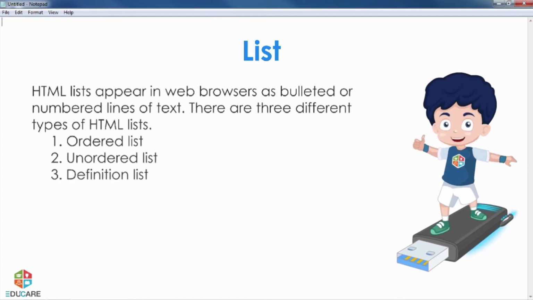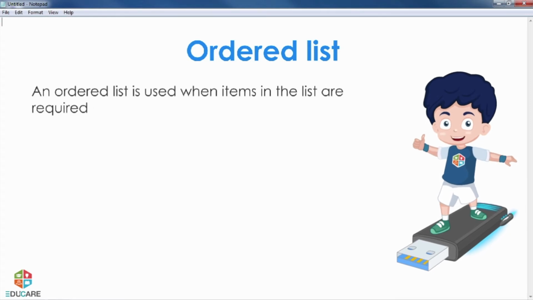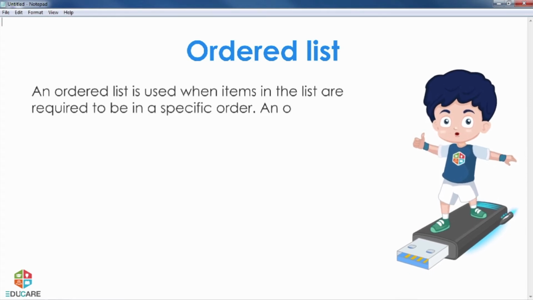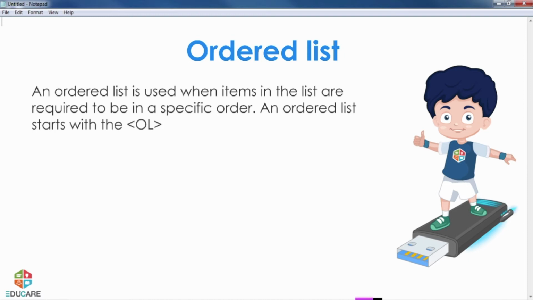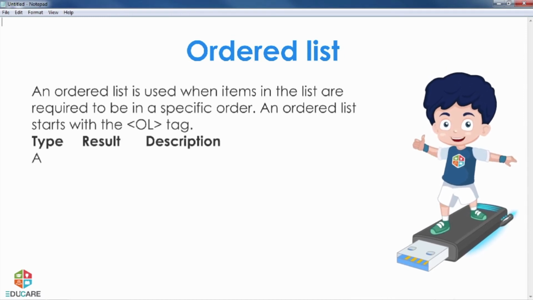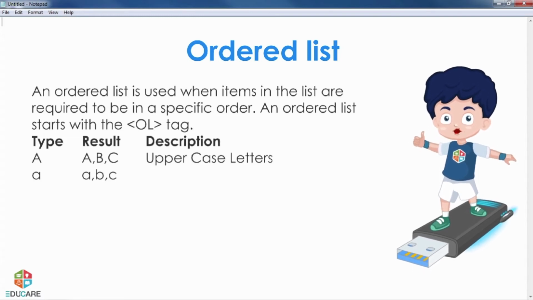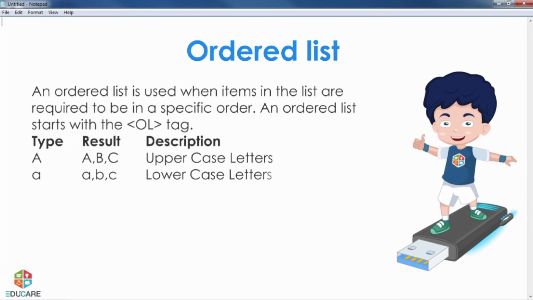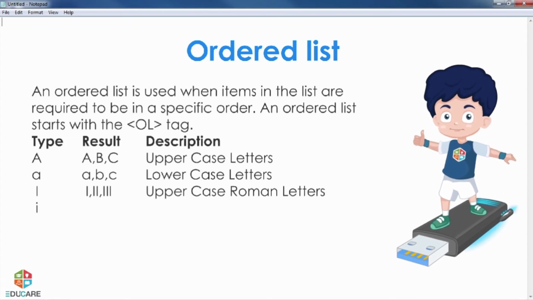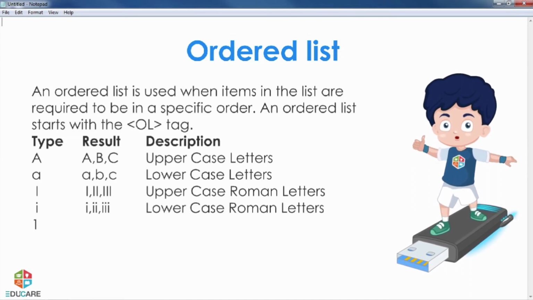Ordered list. An ordered list is used when items in the list are required to be in a specific order. An ordered list starts with the OL tag. Type, result, description. A, ABC, uppercase letters. a, abc, lowercase letters. I, I II III, uppercase Roman letters. i, i ii iii, lowercase Roman letters. 1, 1 2 3, sequence of numbers.